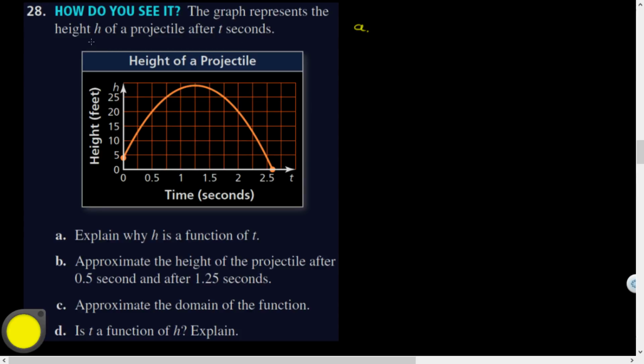The graph represents the height h of a projectile after t seconds. Okay, so it looks like we're launching some object from 4 feet high, and over time, right, 1 second after it's launched, it looks like it's, I don't know, like 28 feet high or something like that. 2 seconds after it launches, it looks like it's 20 feet high here. And let me ask you this question. When does this land? How long does it take the object to land?